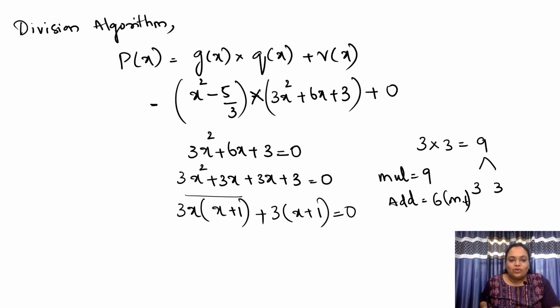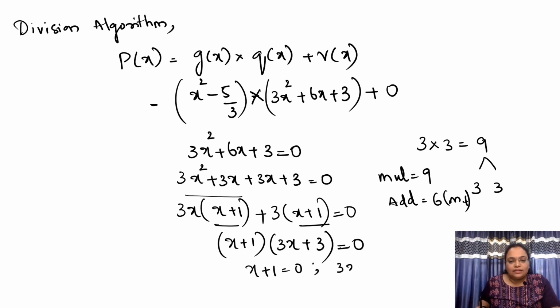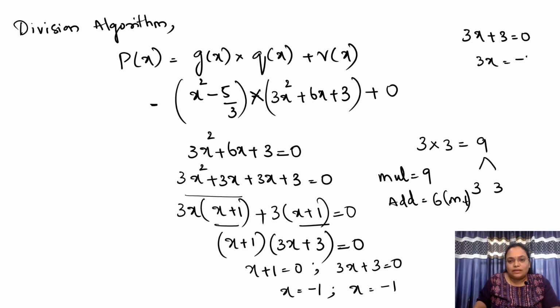So again here x + 1 and x + 1 are common. So x + 1 and the remaining term is 3x + 3 = 0. Therefore x + 1 = 0 and 3x + 3 = 0. So x = -1, and 3x + 3 = 0 gives 3x = -3, and x = -3/3, which is x = -1.